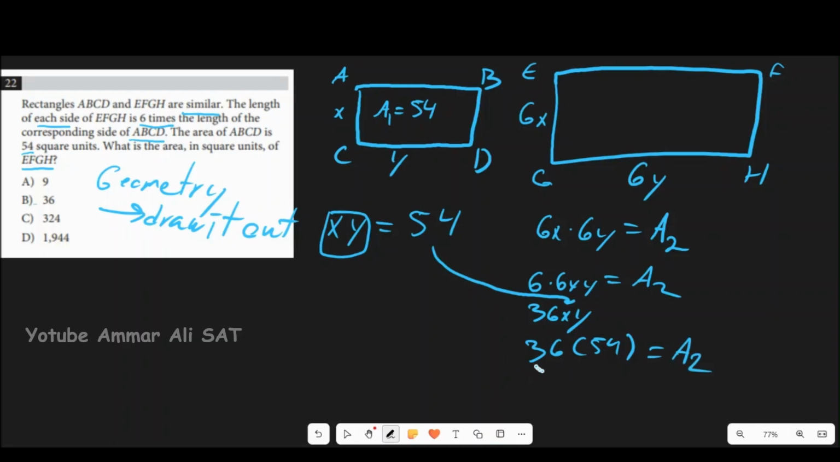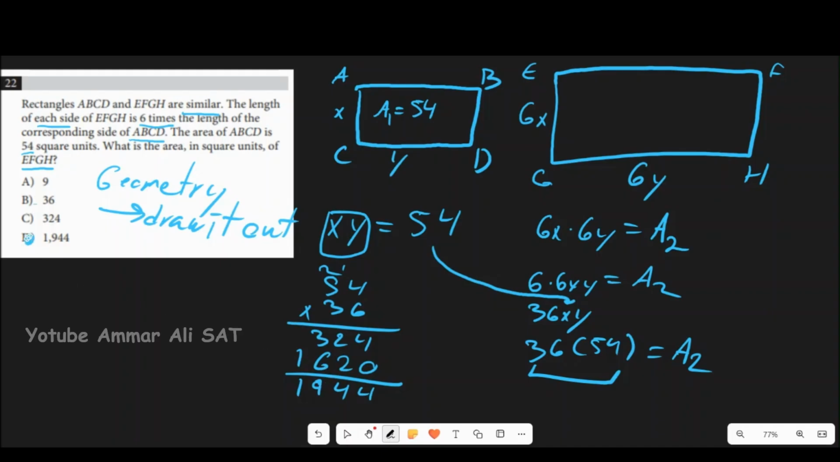Now at this point, you could plug it into your calculator, or if you're like me and you like doing math, we are going to write it out and do it by hand. So 6 times 4 is 24, 6 times 5 is 30, plus 2 is 32. Then you add a 0 because we are done with the units place. Then we do 3 times 4, that is 12. 3 times 5, 15 plus 1 is 16. So we have 324 plus 1620, so we get 1944. Is that one of our answers? Oh my gosh, look at that. D. So that's it for this question.